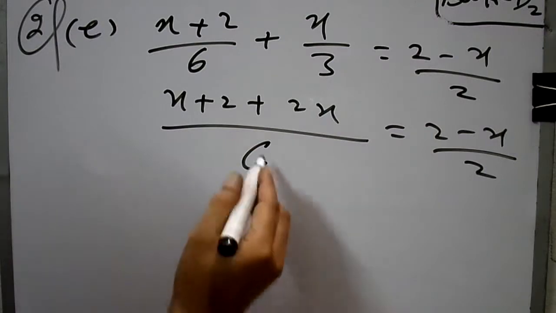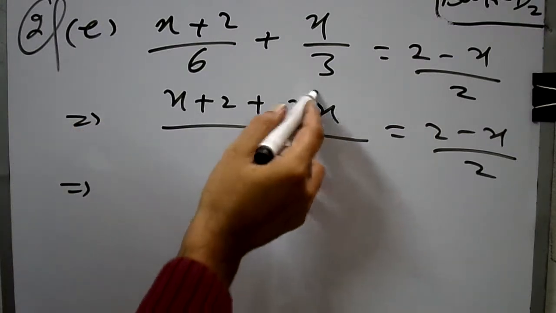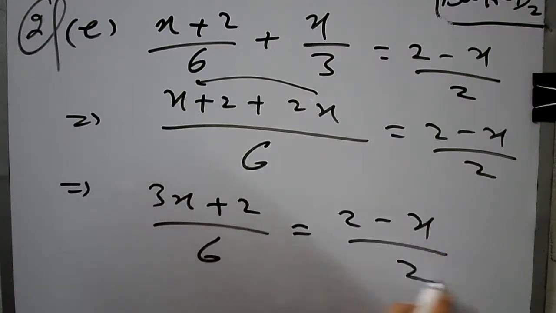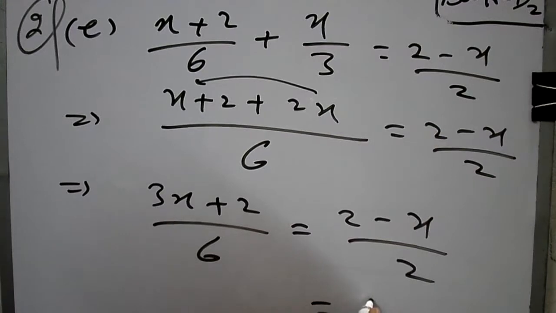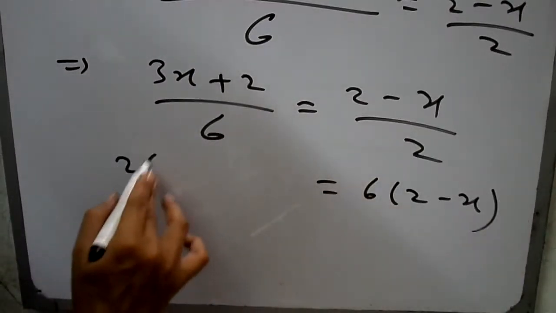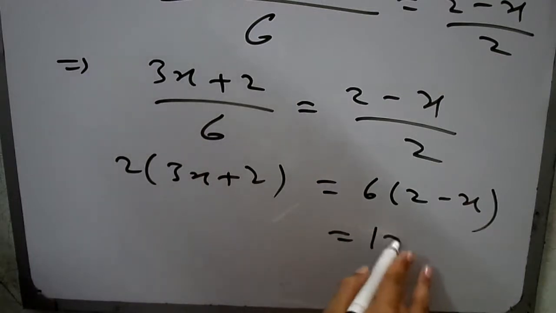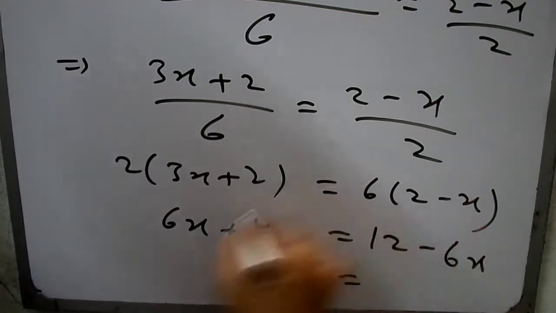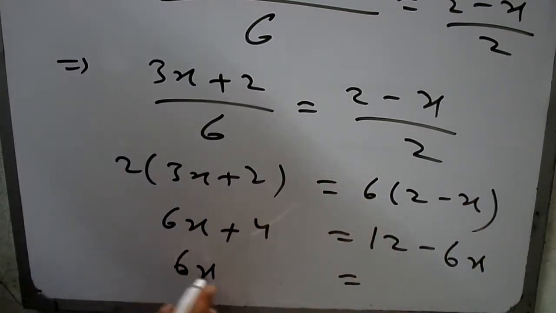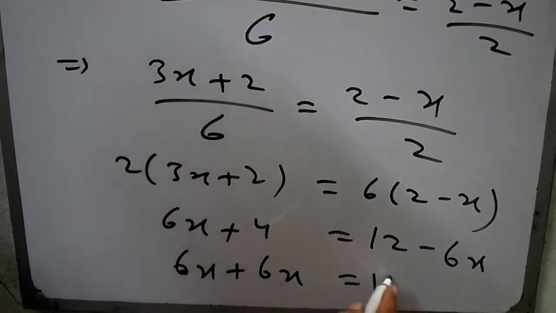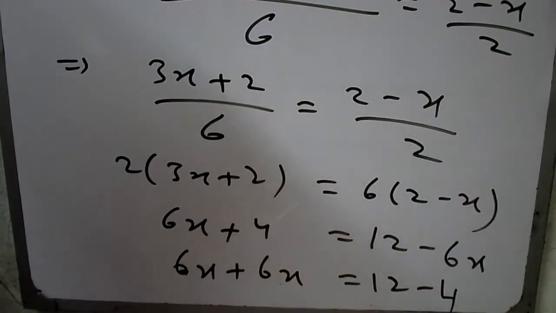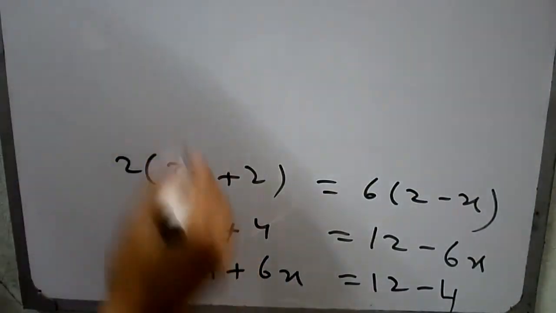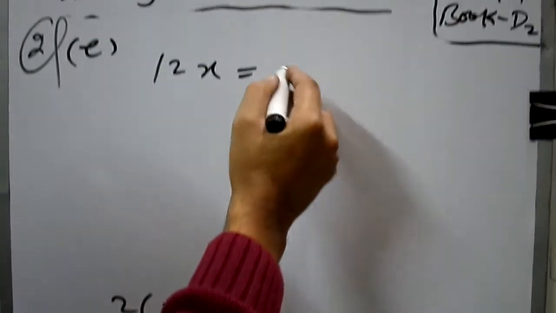So you have taken the LCM on the left hand side. Similar terms will be added, so you will get (3x plus 2) by 6 is equal to (2 minus x) by 2. So using cross multiplication you will get 6 into (2 minus x) and 2 into (3x plus 2). So 6 2s are 12, 6x. So 6x will be shifted to one side because the variable x is plus 6, and the constant term will be shifted to the other side. So you will get 12x is equal to 8.